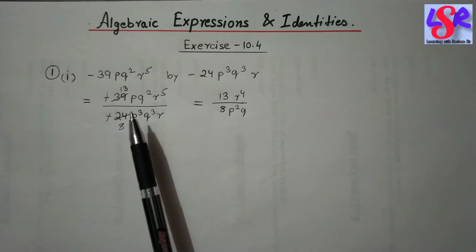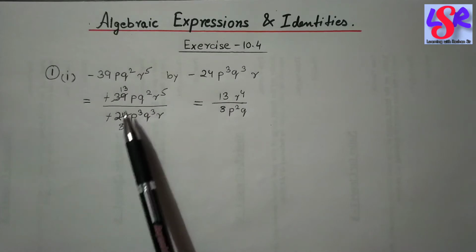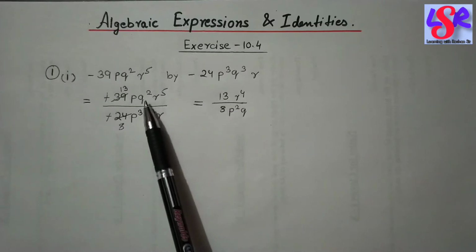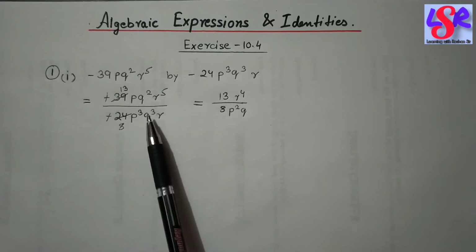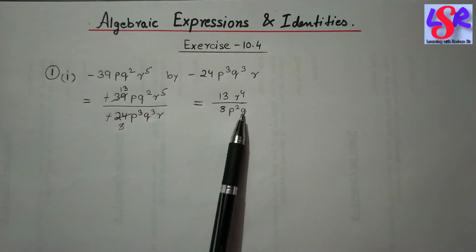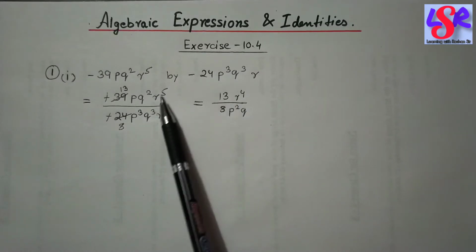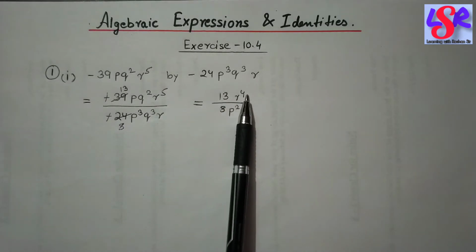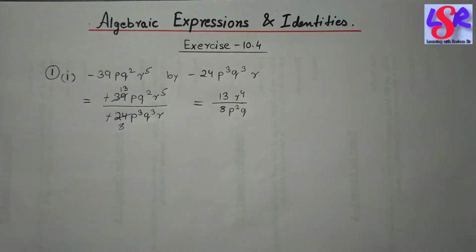Here we have subtracted 1 power of p from this 3, so we are left with only 2 powers. Then here q square is subtracted from q cube, so 3 minus 2 we have got 1. And in this case, here we are having greater, so it is subtracted over here and we have got 4. So final answer we are having 13 upon 8 r to the power 4 upon p square q.